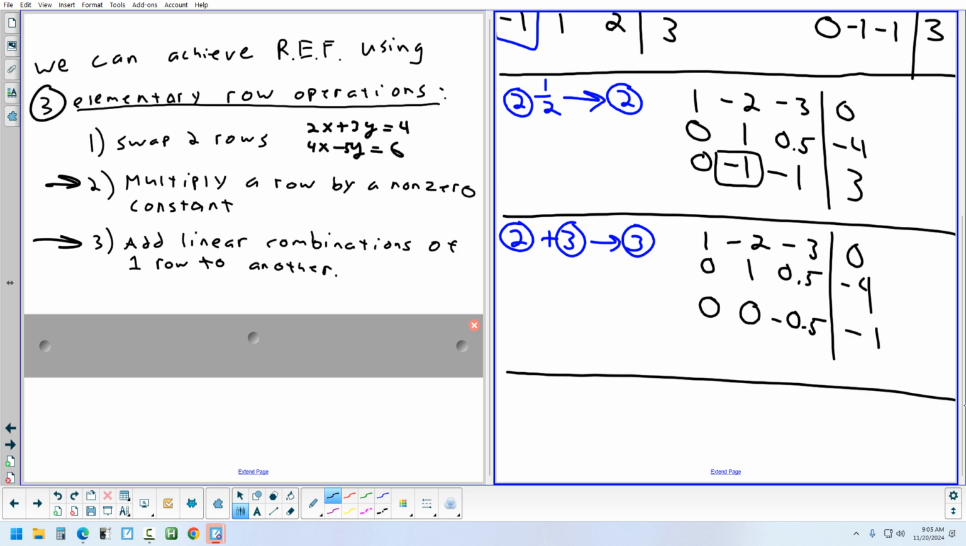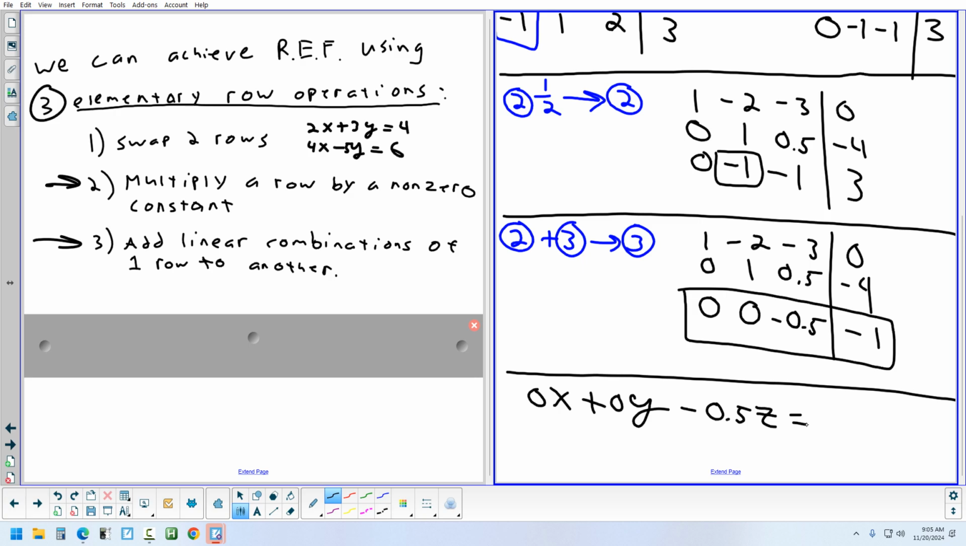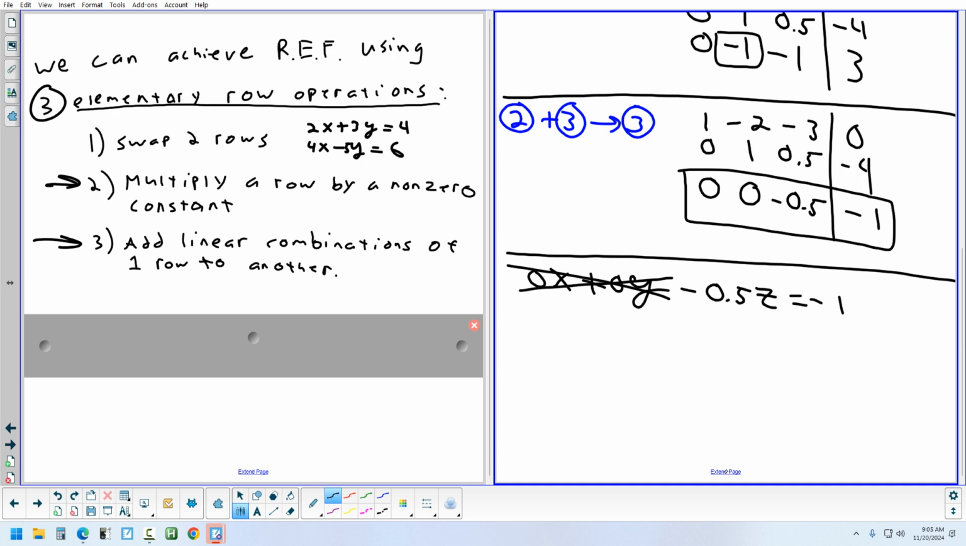So now, let's take that last row and change it back to something with letters and see what we have. What does this say if you write this all out with letters, including the zeros? 0 x's plus 0 y's minus 0.5 z equals -1. Well, we don't need that. We eliminated those. So all we really have is -1/2 z equals -1. And how would you get z by itself now? Divide by -1/2. Yep.